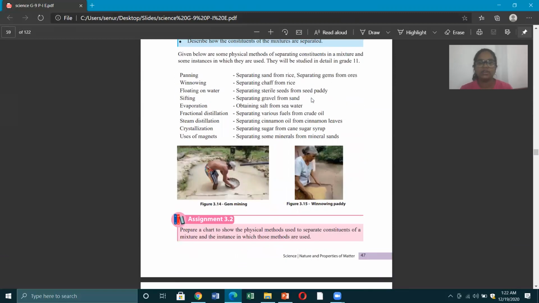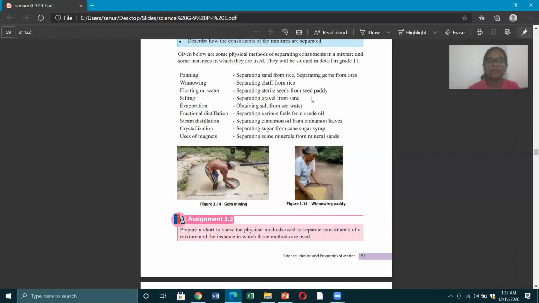Panning, then, separates sand from rice. හාල් වල තියෙන නිකන් වැලිකට එහෙම අයින් කරන්න පුළුවන්. And oils වල තියෙන gems separate කරන්න පුළුවන්. And then you have winnowing, separating chaff from rice. chaff කියන්නේ ළමයි අර හාල් එකේ පොත්ත, අන්න ඒක අයින් කරන්න winnowing.